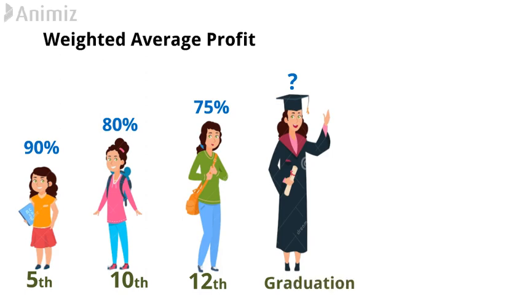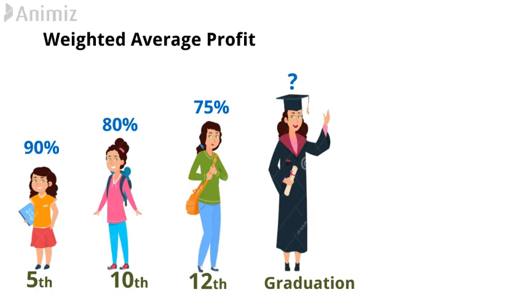Definitely you will think that it is very easy, that Princey will get 75% or even less than 75% in her graduation. But my question is, why? How can you say that she will get 75% or even less than that when she got 90% in 5th and 80% in 10th standard? Because you give less preference to the result of 5th and 10th standard and you give more preference to the latest result of 12th. The same method we need to follow for the calculation of the weighted average profit method.